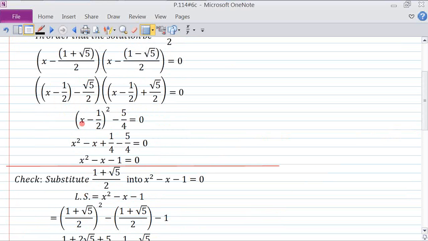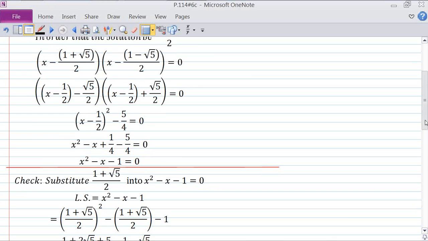And now if I work on this, the first times the first is x squared. Here I have minus a half x and minus a half x as the inner and outer. They sum to minus x. And minus a quarter times minus a quarter is plus 1/4. And here we have minus 5/4. So when I sum plus a quarter minus 5/4, I get minus 4 over 4, which is minus 1. So there's the basic equation.